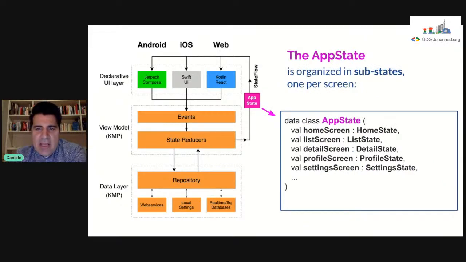So let's see how the app state is organized. In our app, of course, we tend to have many screens. So it makes sense that our app state is organized in substates, where each substate is referring to a specific screen. This gives a very good modular architecture and way of organizing our data in our app.